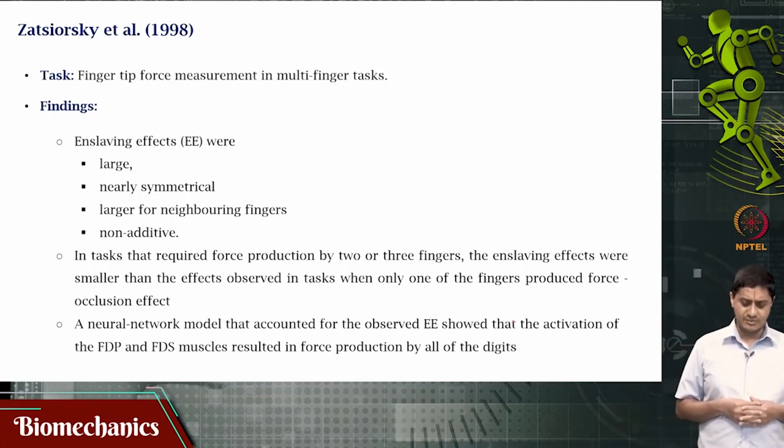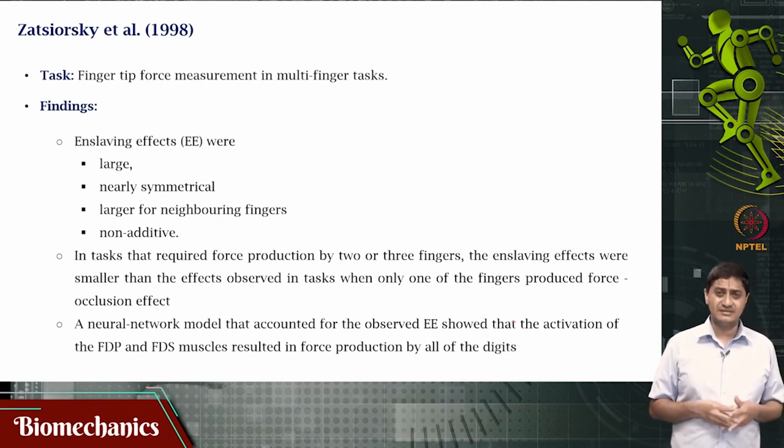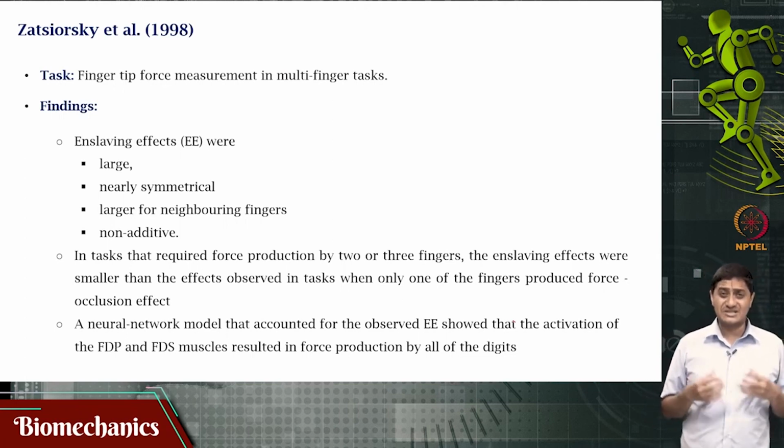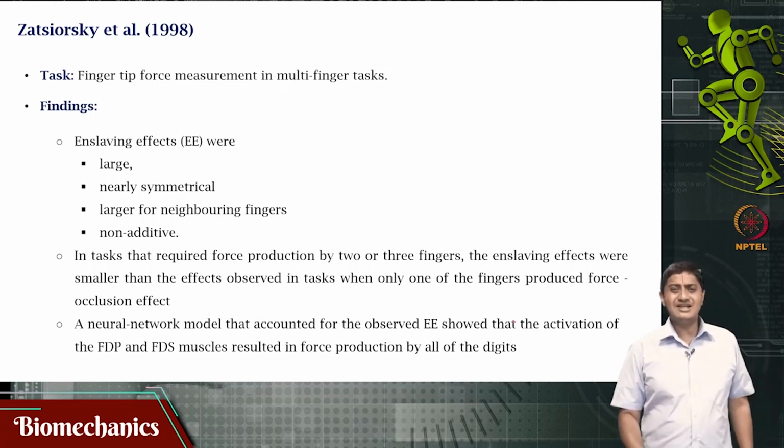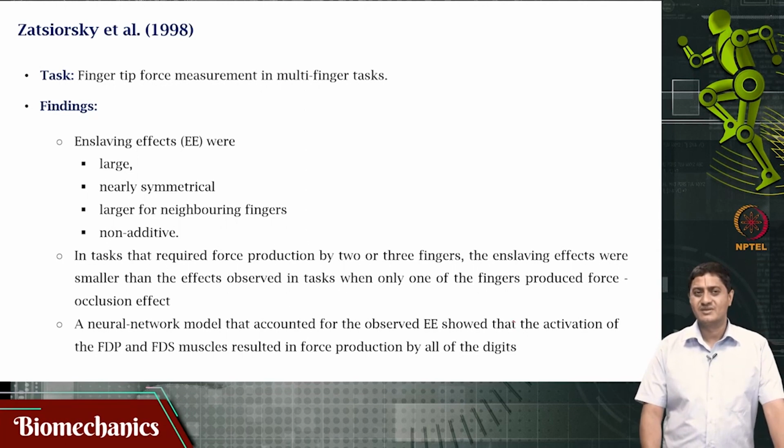What they found from that study was that enslavement effects, shortly called EE, going forward in the rest of the discussion, I will call this EE. EE means enslavement effects or enslaving effects. What they found was that EE was large. In general, enslavement effect is not trivial or small. And enslavement effect is nearly symmetrical: the enslavement produced by one finger, finger X on finger Y, and the enslavement produced by Y on X are nearly the same, not exactly the same. Another finding was that enslavement effect is higher if a slave finger is a neighbor of a master finger, so enslavement effect is larger for fingers that are neighbors of each other.